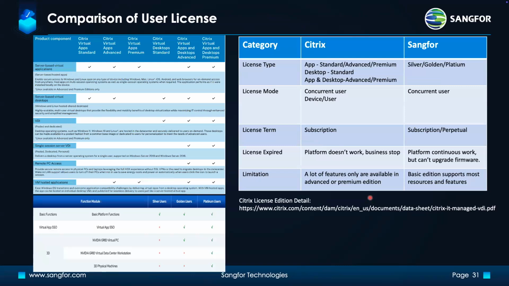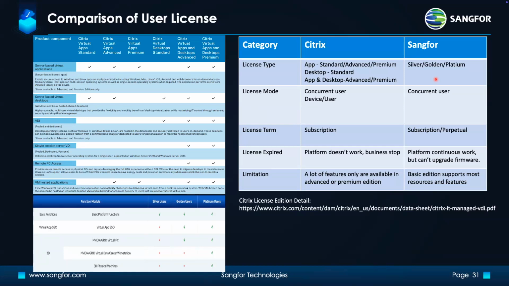Looking at the licensing part. Licensing part for Citrix, as you can see on the left side, you see multiple licenses for Citrix virtual apps and desktops both, from standard, advanced, and premium. Let's take a look at that and compare it with Sangfor. Now, license type, they have multiple licensing, whereas in Sangfor, we have silver, golden, and platinum. For 2D requirements, silver will suffice your requirement. All the features I spoke about fall under silver. Golden and platinum is for different use cases.